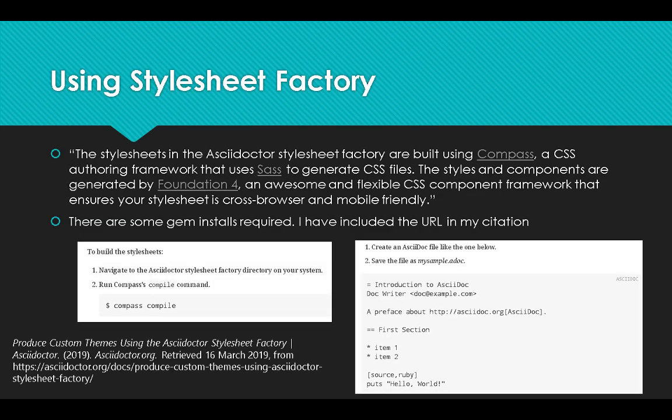Now we're going to get into things that are a little bit more complex, which is using Style Sheet Factory. A quotation that I got about style sheets: the AsciiDoc Style Sheet Factory is built using Compass, which is a CSS authoring framework that uses Sass to generate CSS files. The styles and components are generated by Foundation 4, which, as this article showed me, is an awesome and flexible CSS component framework that ensures your style sheet is cross-browser and mobile friendly.